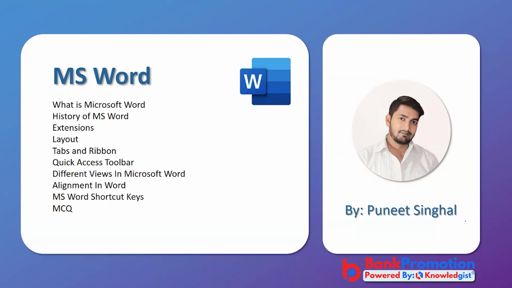So, this is Puneet, and today we are going to talk about MS Word. In today's class, we will talk about what is MS Word, history of MS Word, the extensions which are present in the software, then layout, tabs and ribbons, quick access toolbar, different views in Microsoft Word, and alignments in Word. Then we are going to talk about the shortcuts available in MS Word and some MCQs for the revision. That will be our today's syllabus.